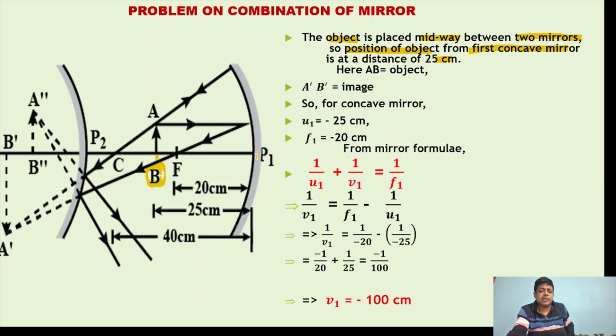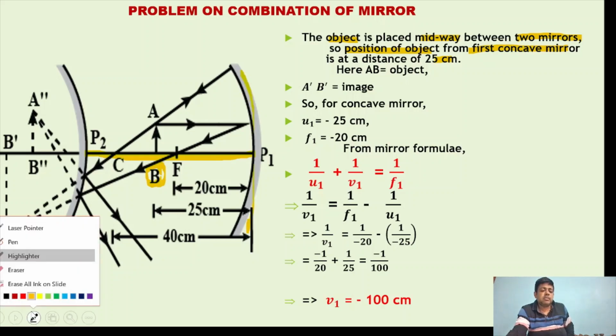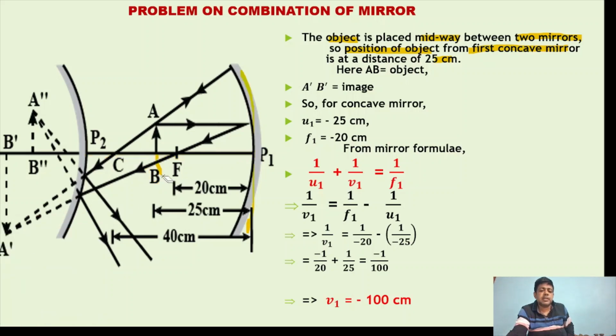Okay, so if the distance between the two mirrors P1, P2 is 50 centimeter, the object is situated at 25 centimeter distance from the concave mirror. Okay, understand? Is it clear? Understand? Yes? Okay, yes.